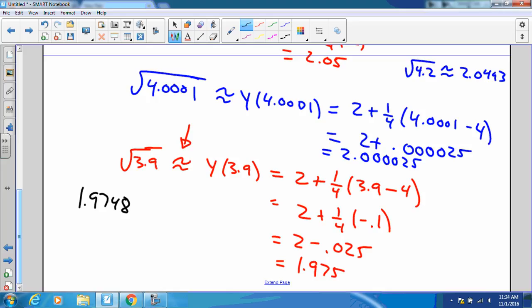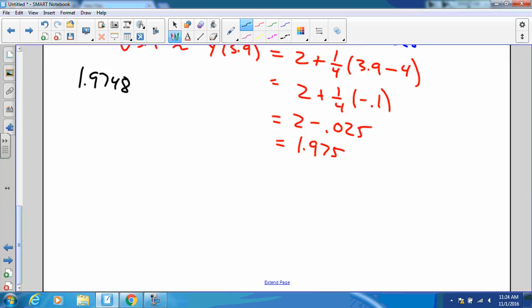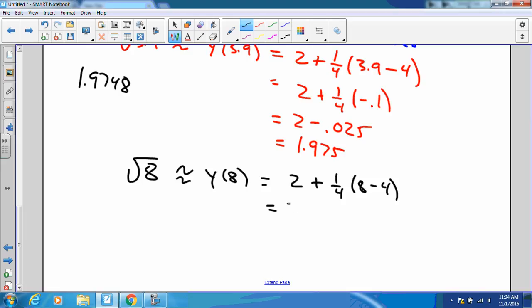I'll take that. That's really good, isn't it? So the local linearizations are extremely powerful. But if you get too far away, they're no good anymore. For example, suppose I ask, what is the square root of 8? 8 is not close to 4. All right? But suppose I tried it anyway. Then what I would get is 2 plus 1/4 of 8 minus 4, which is equal to 3. How does that compare to the real square root of 8? 2.828. And you can see that my tangent line is starting to drift away.